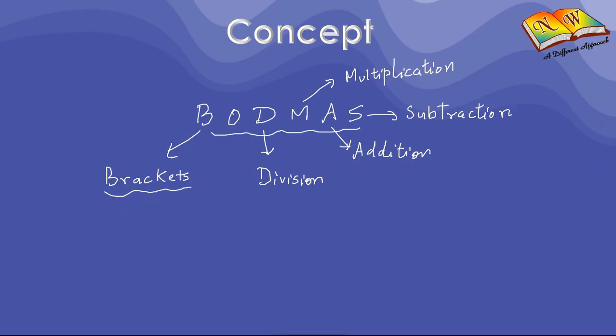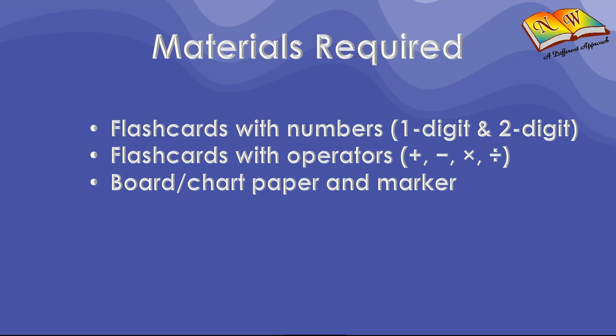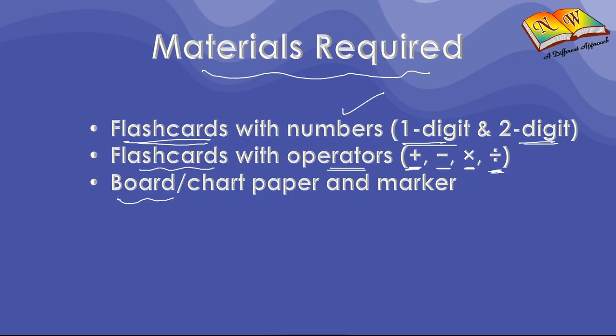Let's see what are the various materials which will be required to perform this activity. We will require flashcards on which there are numbers written, that is 1-digit and 2-digit numbers, and then we will require some more flashcards with operators. That means the addition sign, subtraction sign, multiplication sign and the division sign. And finally we require the board for supporting the chart paper and marker to write on them. So let's see how this activity is performed.